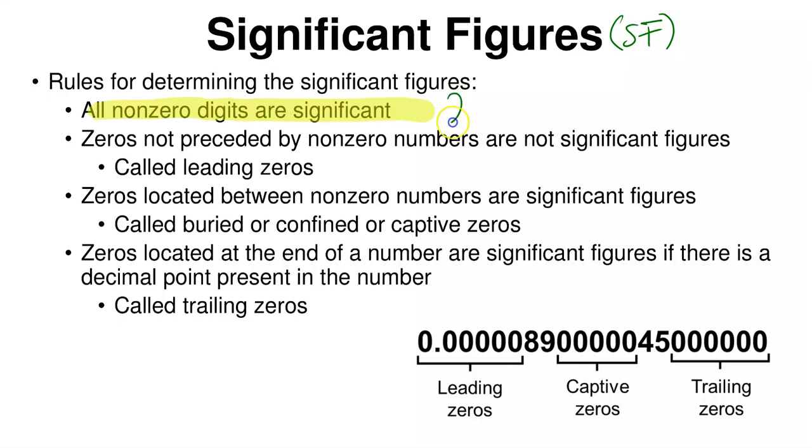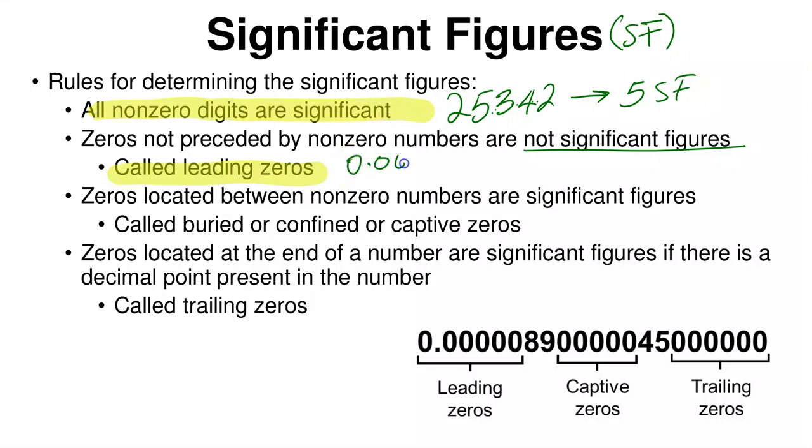So if I have a number like 2, 5, 3, 4, 2, we have 1, 2, 3, 4, 5, and all of these are non-zero digits. So this is 5 significant figures. Again, zeros not preceded by non-zero digits are not significant, and we call these zeros leading zeros. Any zero at the front of a number is not significant. For example, if I have 0.0052, the number of digits I have here is just 2 because these zeros are in front. So this is going to be 2 sig figs.